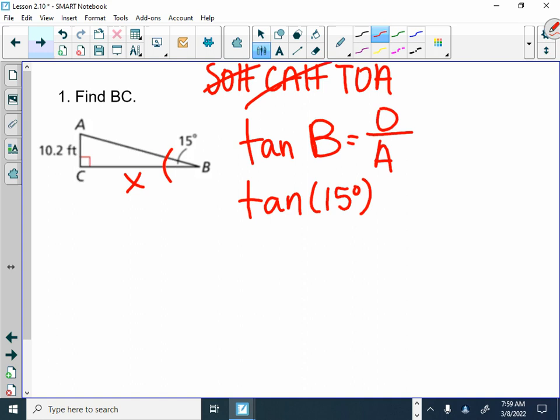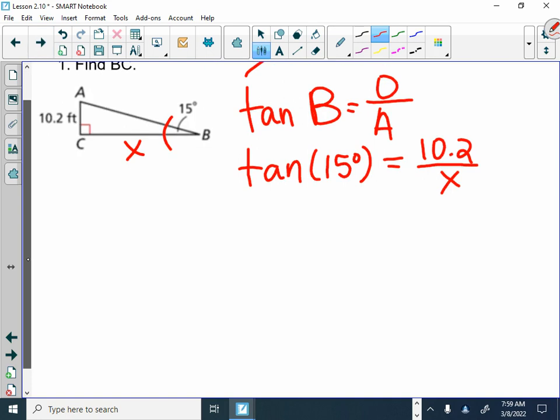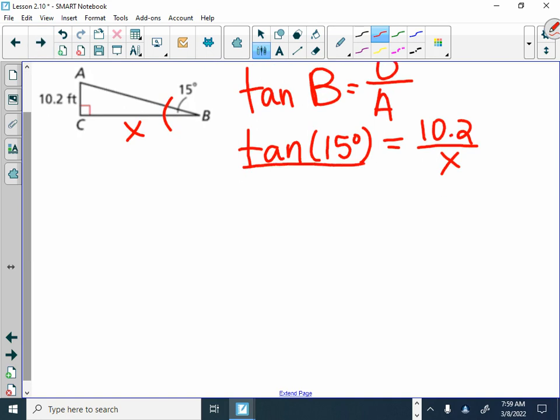Tangent of angle B equals, what is opposite of angle B? 10.2. And what's adjacent? X. X is adjacent. Okay? The goal is to figure out what X is. Let me do something real quick and see if this helps you. Hopefully it'll ring a bell. Anything divided by 1 is itself, right? I've got two fractions. I don't remember what to do. Cross multiply. Very good. Alright? So let's cross multiply.